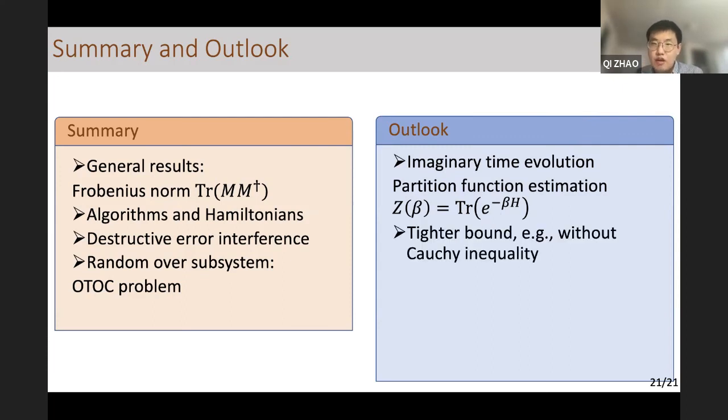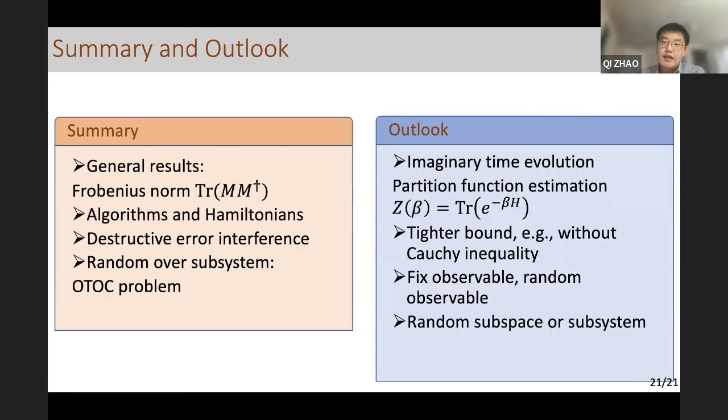In the proof of our result, we first use the Cauchy-Schwarz inequality. So maybe if we didn't use it, we would have a tighter bound. And another interesting question is if we also consider the fixed observable or random observable, we also expect to have a further improvement. And we also expect to see more interesting applications about the random input over the subsystem or subspace. Okay, that's all of today's talk. Thank you very much. Thank you for listening.